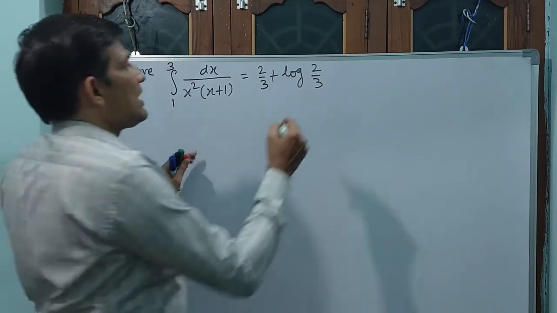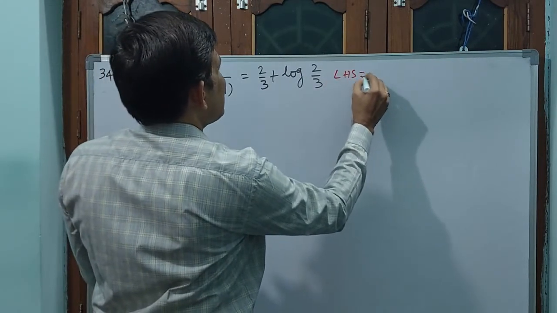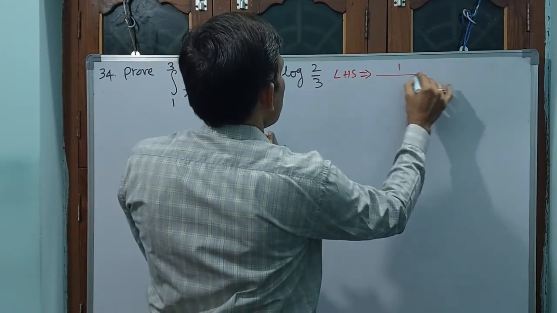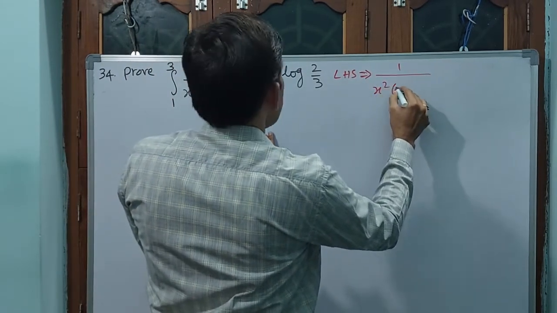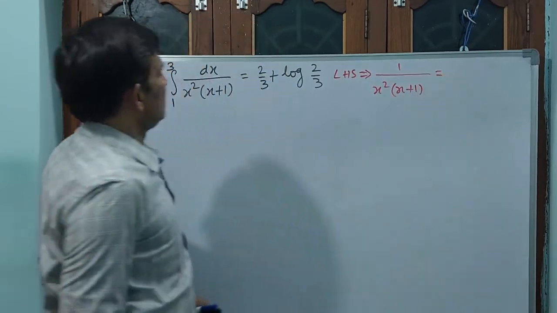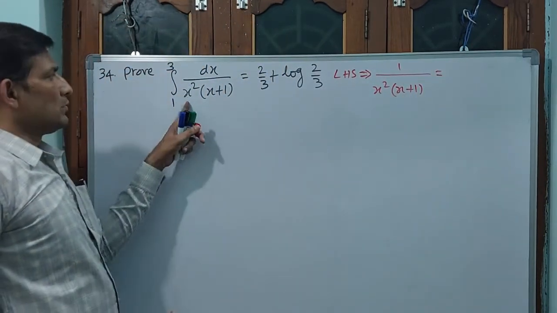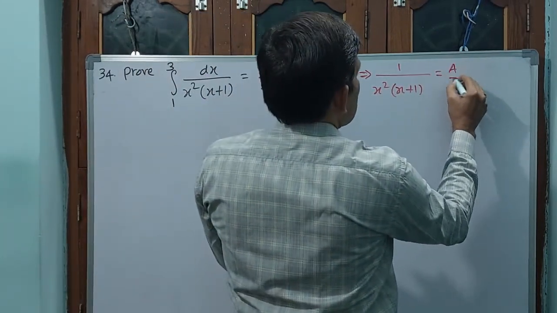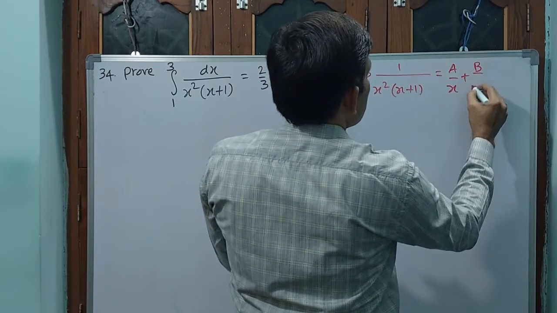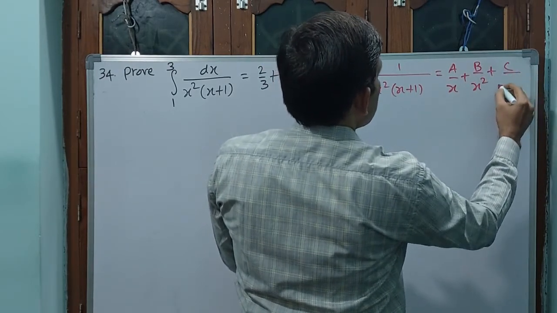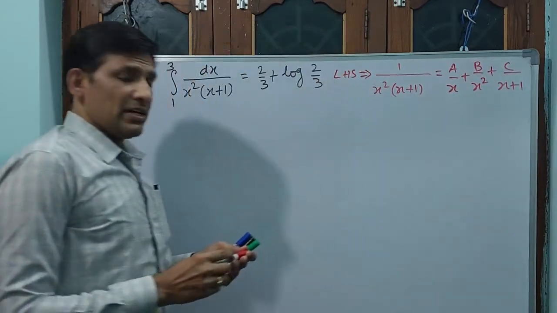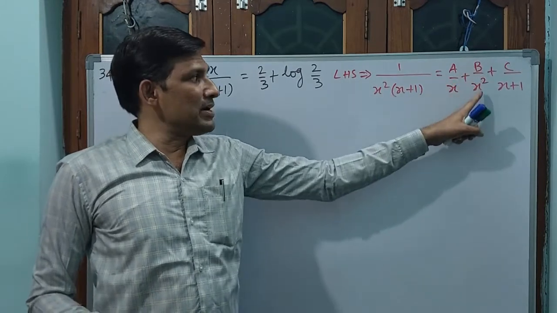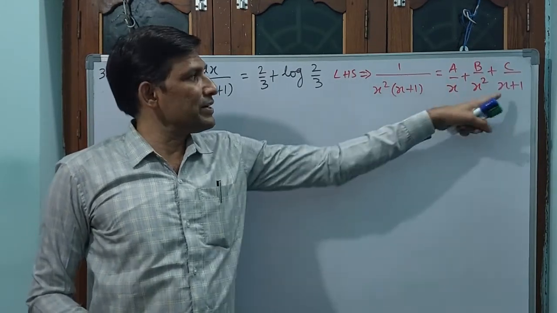I am taking, you see, LHS is equal to 1 by x square into x plus 1. See, partial fraction you have to do. Okay, partial fraction. A by x plus b by x square plus c by x plus 1. Is it okay? First you see, whenever some square comes, you have to write 2 terms: a by ordinary x and b by x square or something square like that. This is ordinary, c by x plus 1.